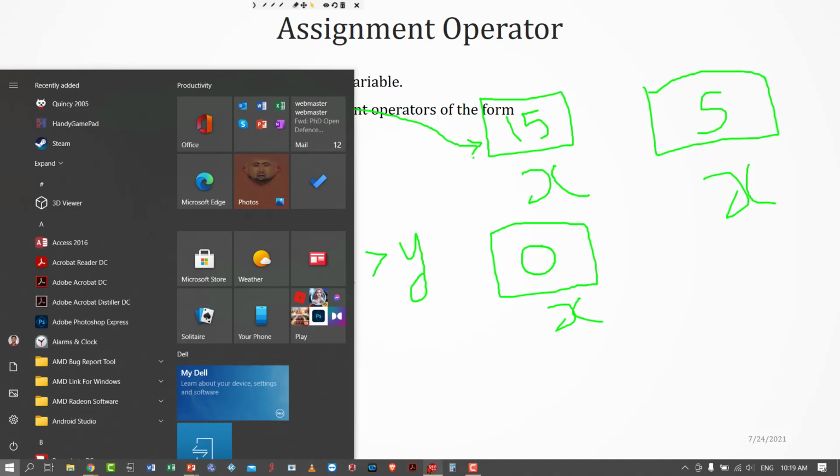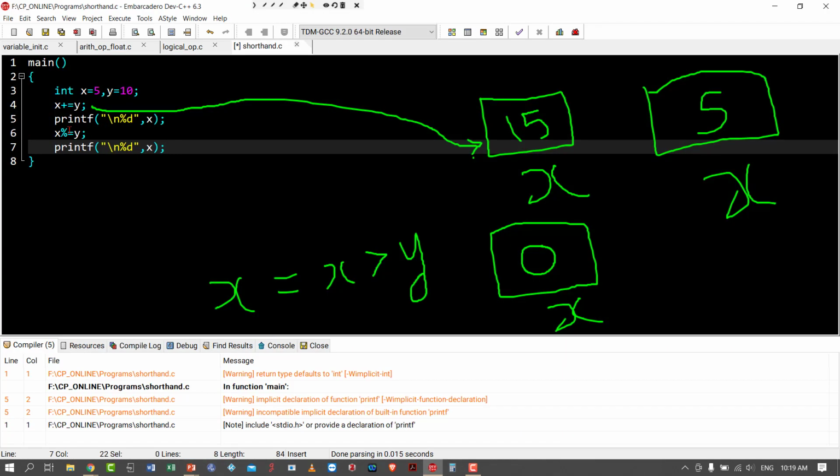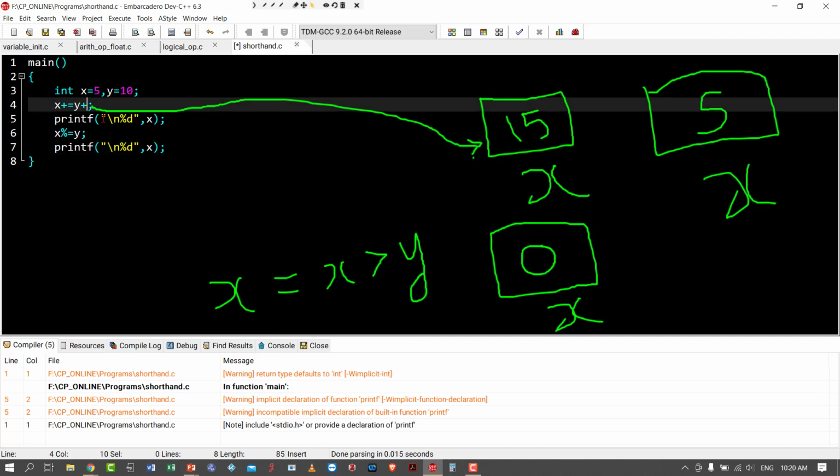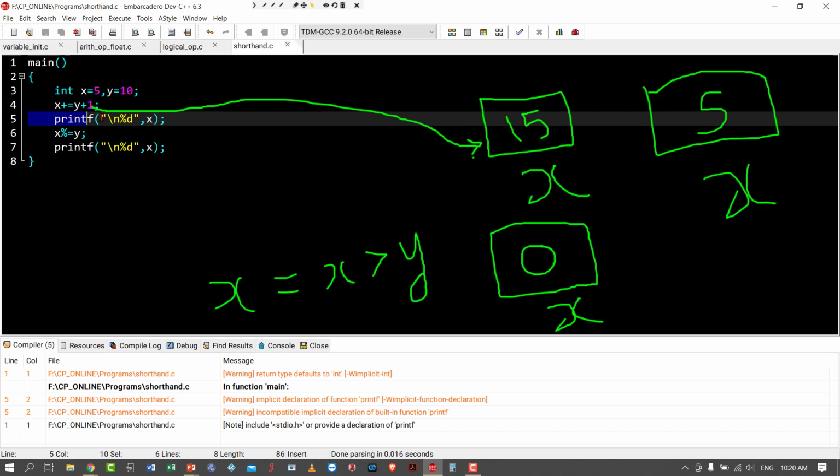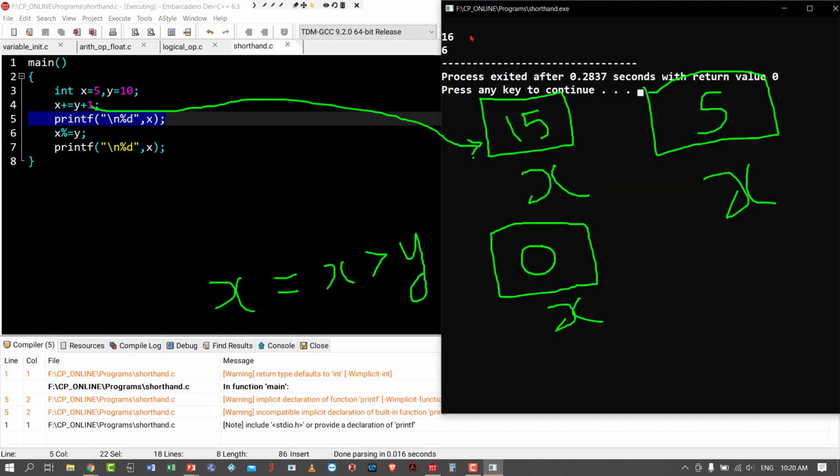Okay, we will discuss that one also. Okay, very good. Just I am changing this, y plus 1. So the meaning will be x equal to x plus y plus 1. Y plus 1 is 11. 11 plus 5 is 16. So the expected output at line number 5 is 16. Now we got it as 16. Is it clear, Shashikant? Yes, sir. Clear.